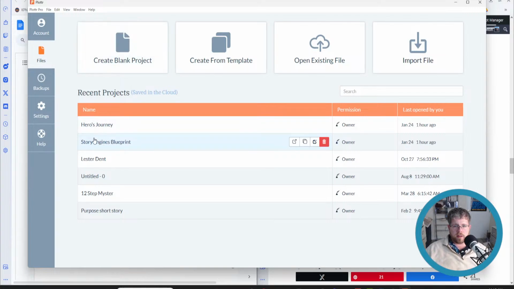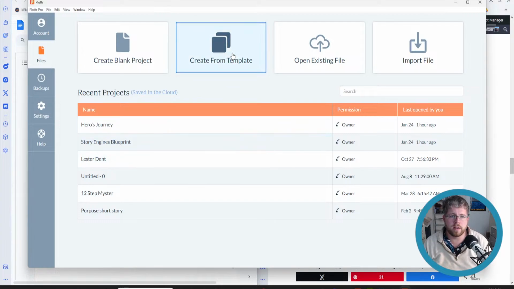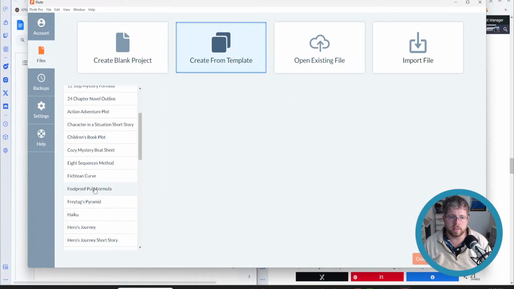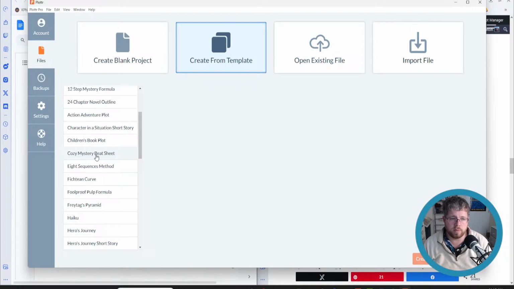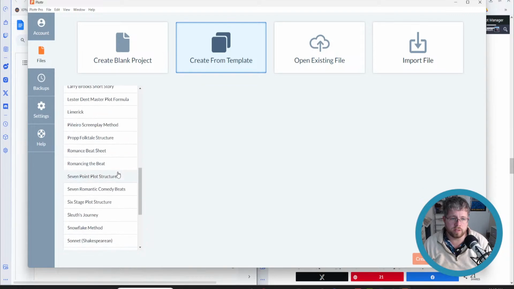One of the ones I want to look at, this one will take me a while to fully get through, is the Story Engines Blueprint, which I believe comes from a book called Story Engineering, but I'm not 100% sure on that. But if you go in, Plotter has all of these different templates over here. Some of them are genre specific, like Cozy Mystery here.